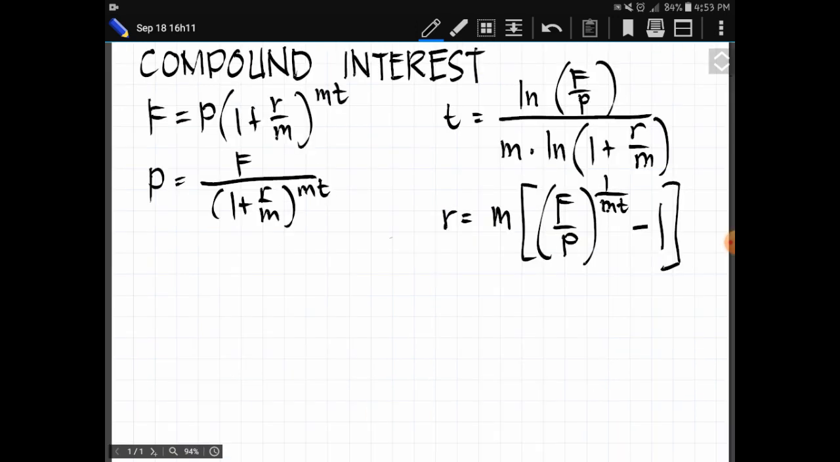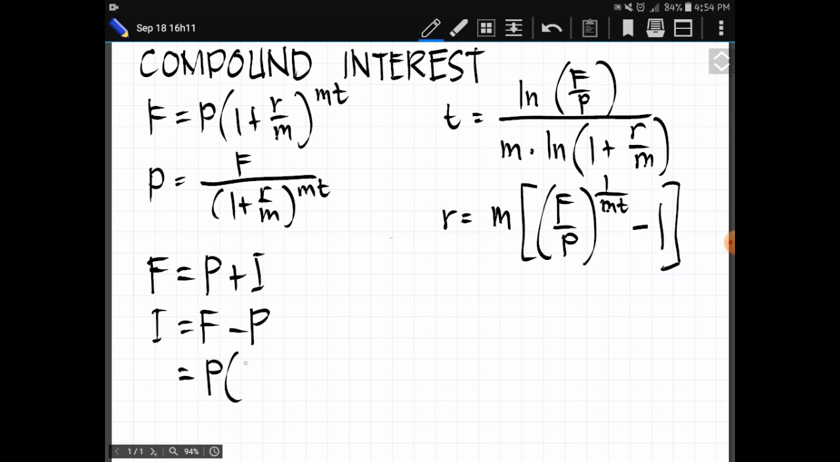How about if we are going to calculate the interest? From the formula F is equal to P plus I, we can just say that the interest is equal to the future amount minus the principal, where our F is P multiplied by the quantity 1 plus r over m raised to mt, minus P. So this would be our formula for finding the interest.